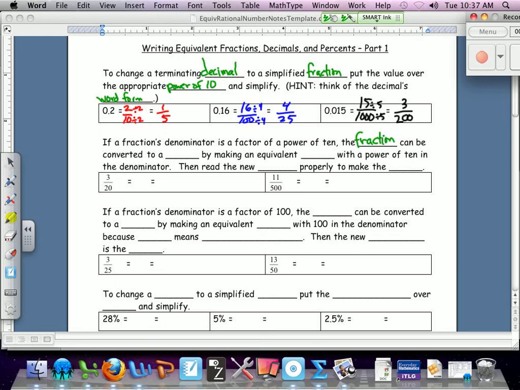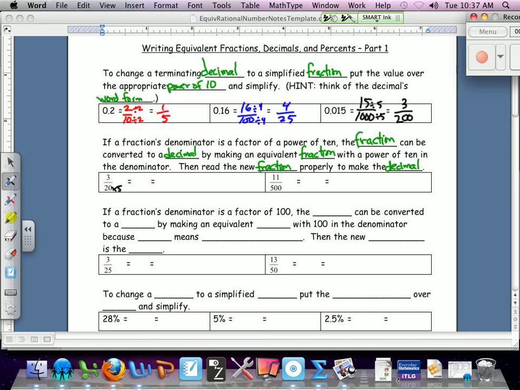Now going in the other direction, we can only use this next paragraph if we have a certain type of fraction. So if a fraction's denominator is a factor of a power of 10, the fraction can be converted to a decimal by making an equivalent fraction with a power of 10 in the denominator. Then read the new fraction properly to make the decimal. And here, what the word form of the decimal would be.